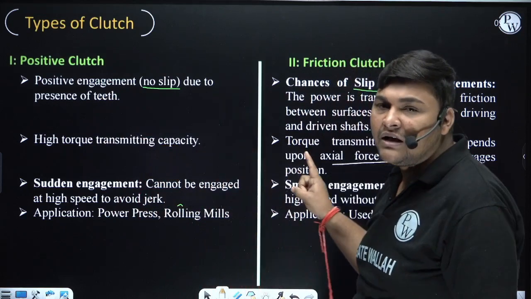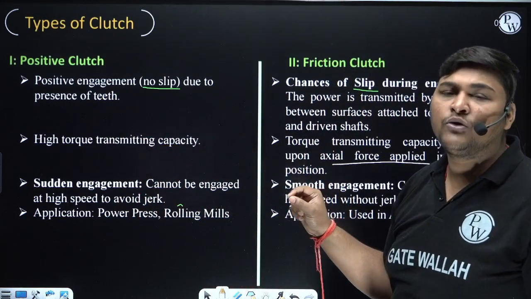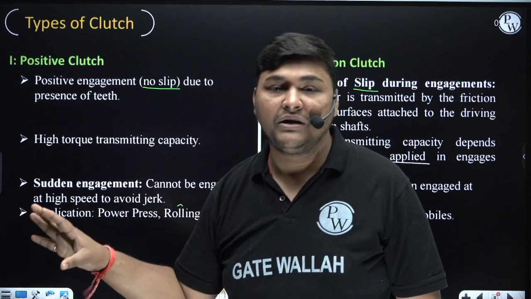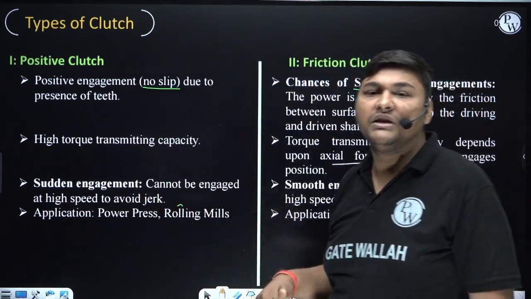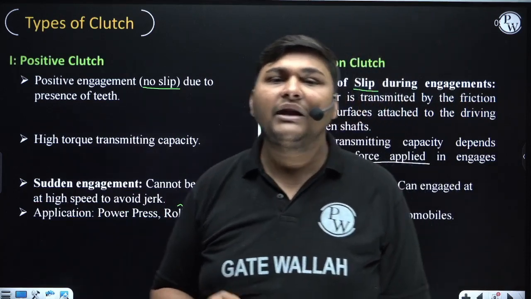But in a friction clutch, we can do engagement or disengagement at any speed which we want in an automobile. That's why we will use a friction clutch in automobiles. So these are the types of clutch.